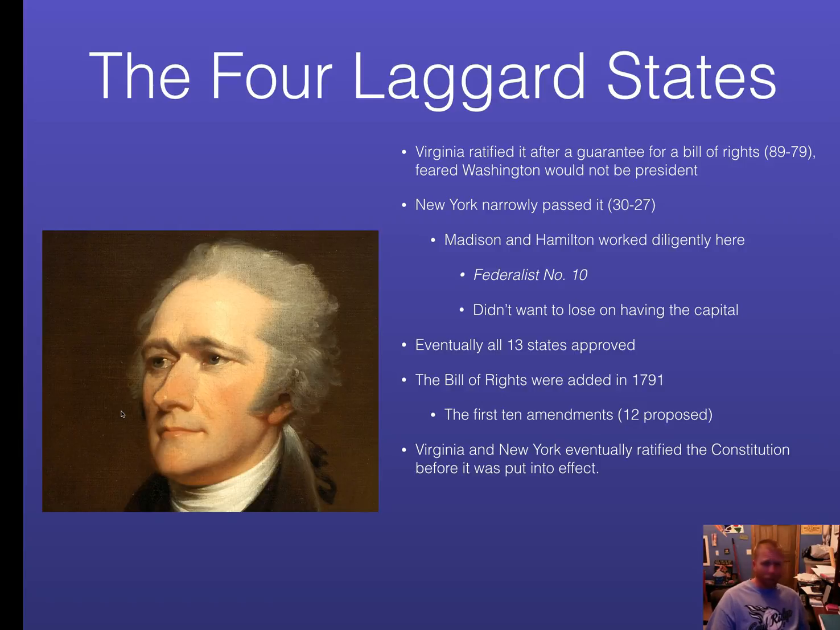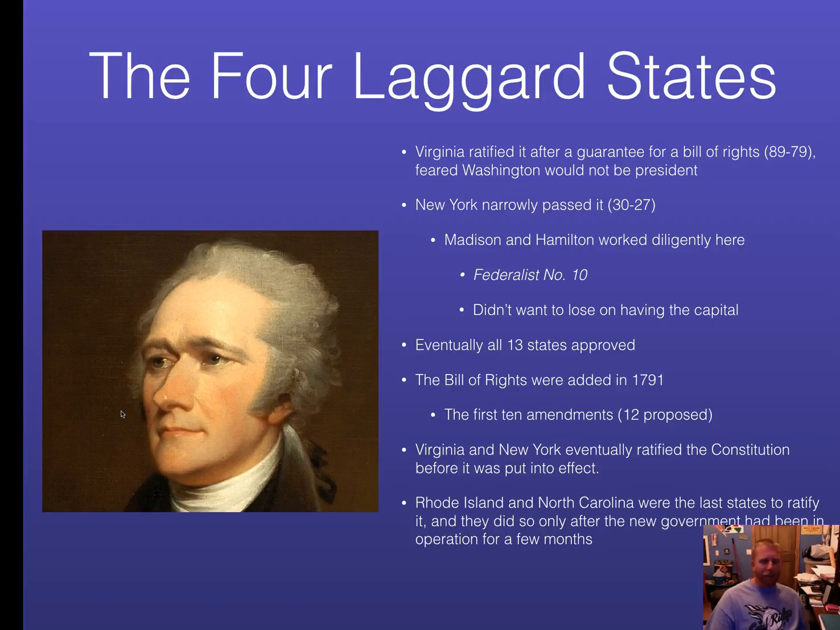Like I said, Virginia and New York eventually ratified the Constitution before it was put into effect. Rhode Island and North Carolina were the last 2 states to ratify it, but they did so after the new government had been in operation for a few months. They even had an election, so they were kind of just late to the game. Like I said, these 4 states did not want to ratify the Constitution, but they wanted to safely exist as states outside of the fold, so they eventually did so.